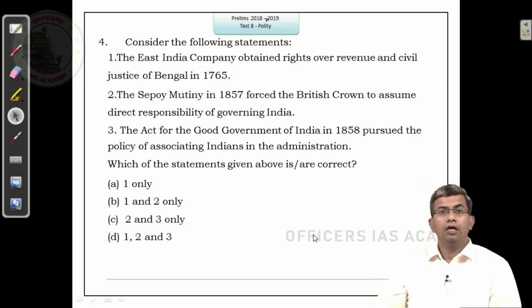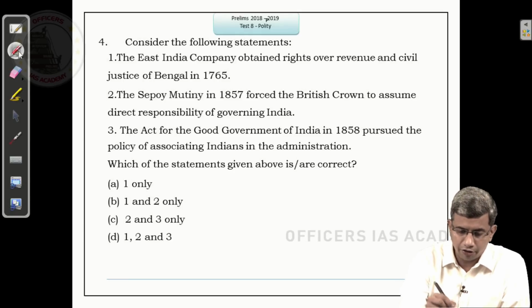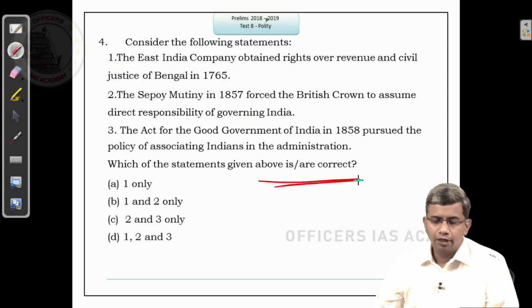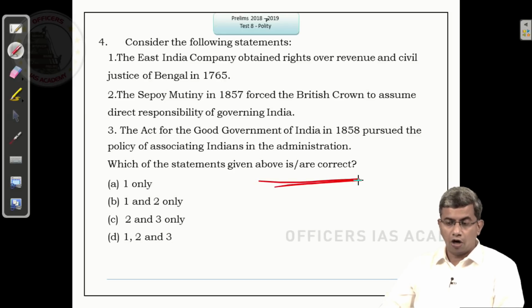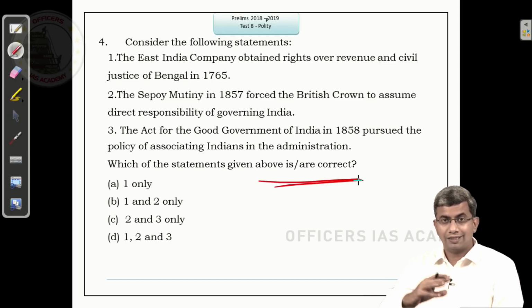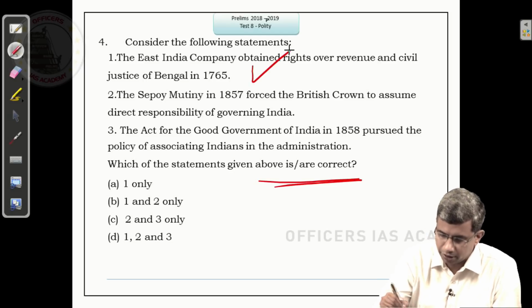Moving on, consider the following statements. Again, before you start the answer, what is it asking for? It is asking for correct statements. The East India Company obtained rights over revenue and civil justice of Bengal in 1765. That's correct, because before 1765 they had only trading rights. Under the Diwani rights, which were granted to the English Company in 1765, the civil and the revenue rights were also given. So the first statement is correct.